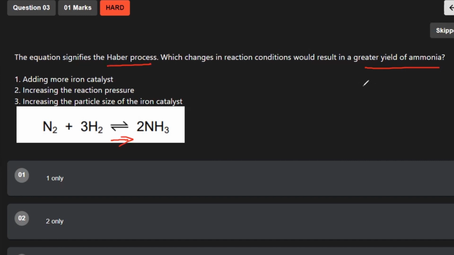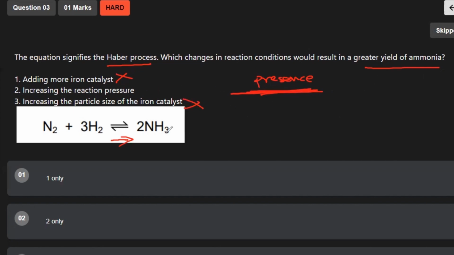No, because what really affects the rate of reaction is just the presence of the catalyst. If it's present, then the reaction rate will increase. If it's not, there won't be. Just because you increase the amount of catalyst, nothing happens. What matters is just the presence of the catalyst. So adding more iron catalyst does not help promote the forward reaction. Increasing the particle size of the iron catalyst? No, that doesn't help either, because like I said, what matters is the presence. Let's look at statement 2.